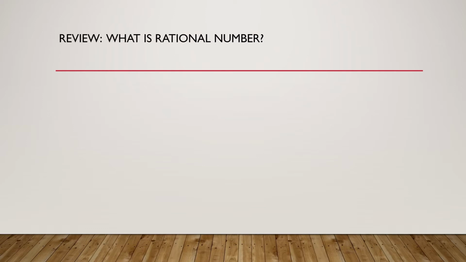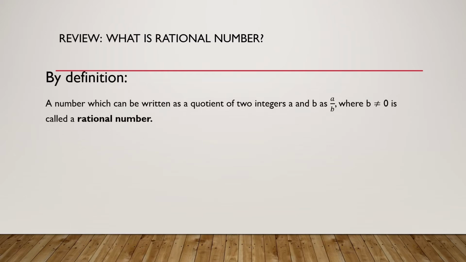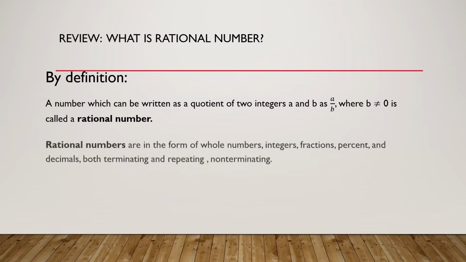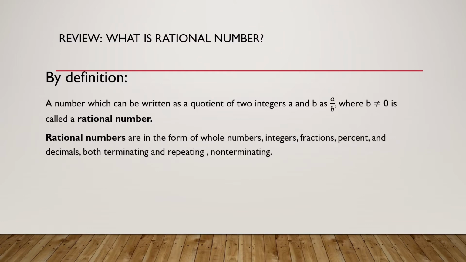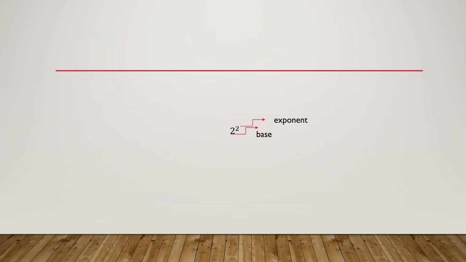What is rational? So what is a rational number? Let's review first. By definition, a number which can be written as a quotient of two integers, a and b, is a rational number. Again, the rational numbers are in the form of whole numbers, integers, fractions, percent, and decimals, both terminating and repeating, and also non-terminating. Okay, let's have more review.